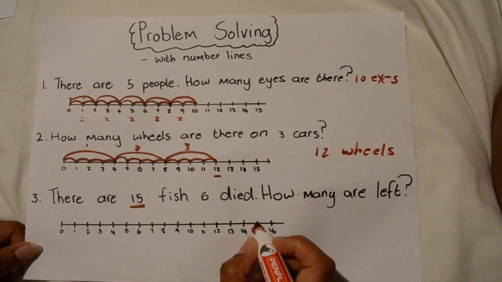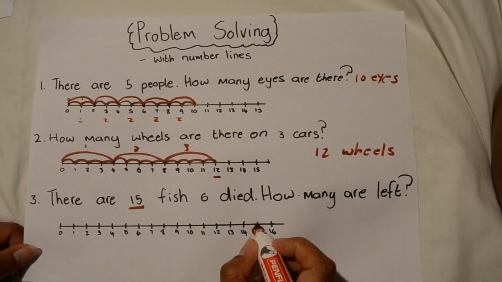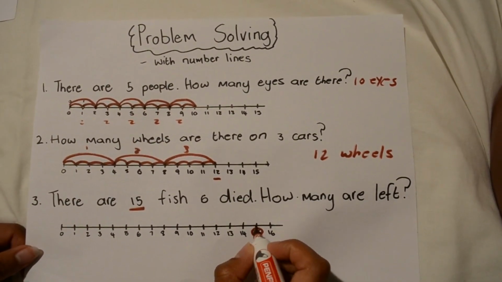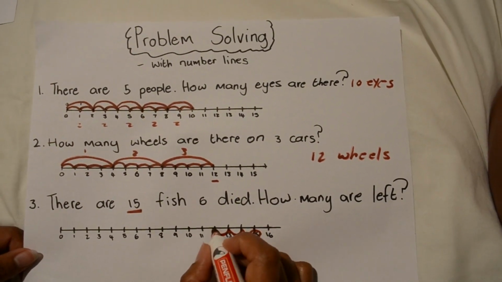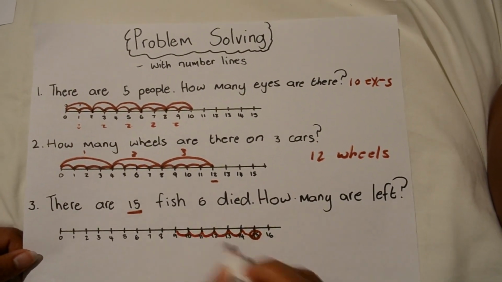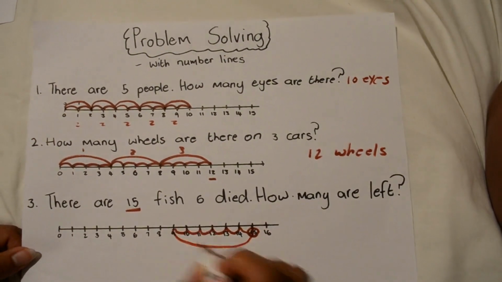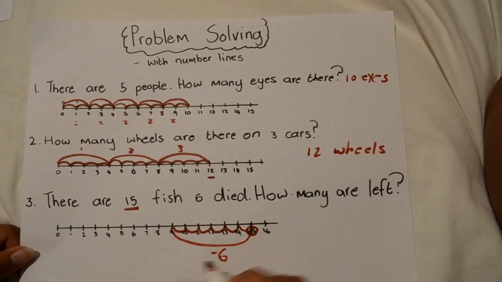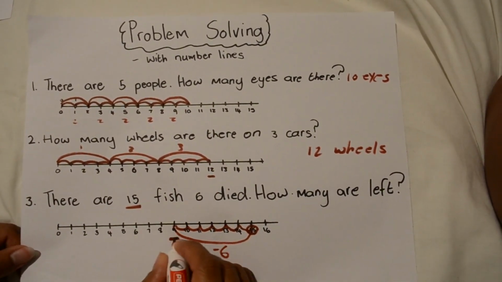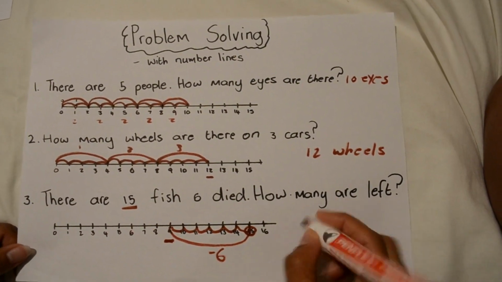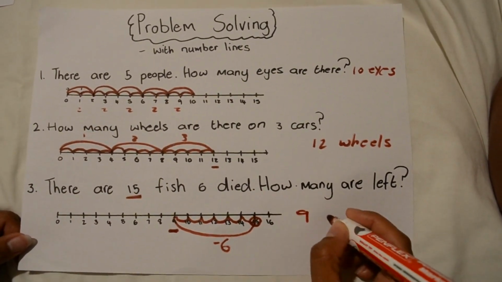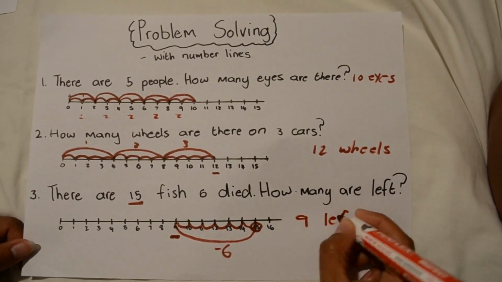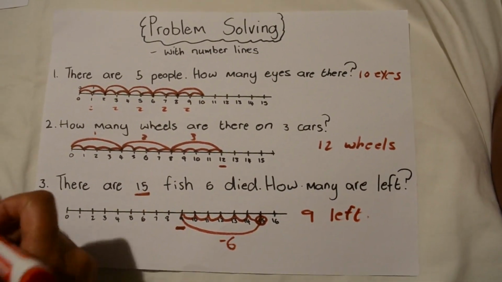So because it's minus, I'm going to go at the bottom and do 6 jumps backwards. So it's 1, 2, 3, 4, 5, 6. And a big family jump. That's minus 6. And the answer is 9. So how many are left? 9. Okay, 9 left.